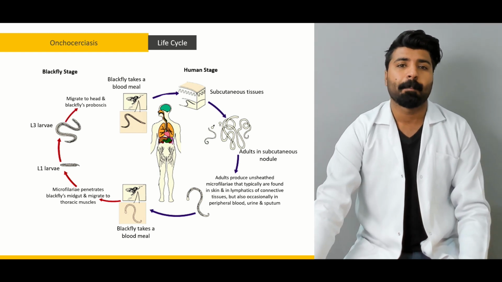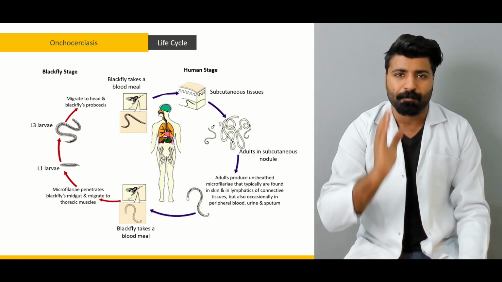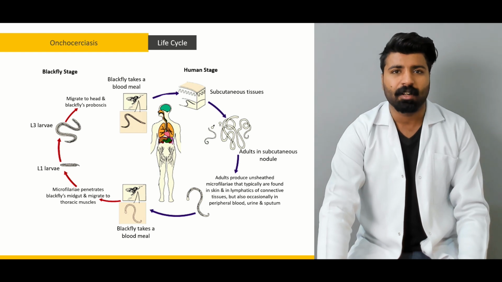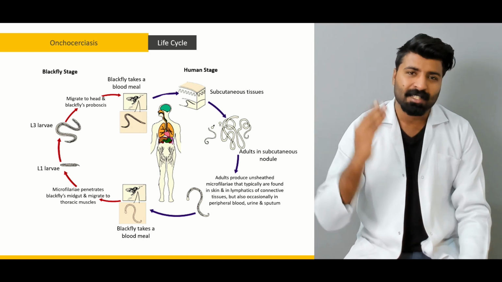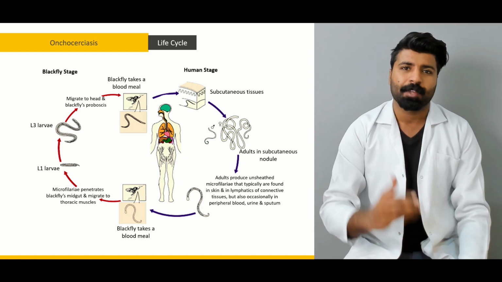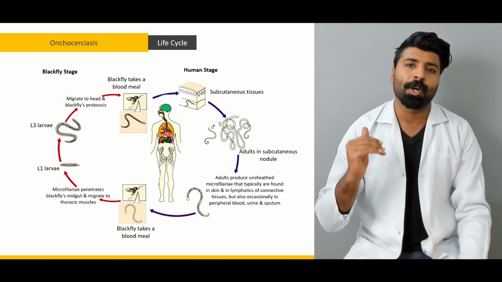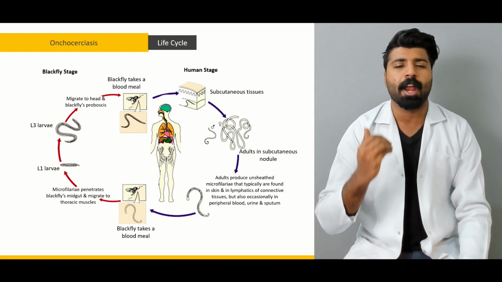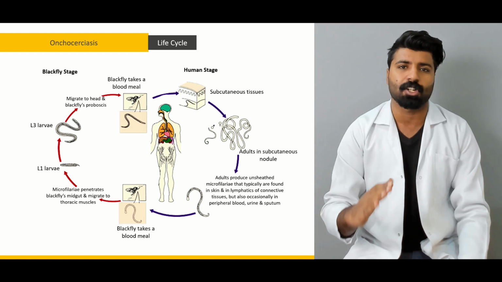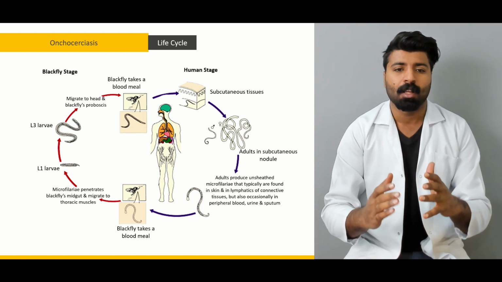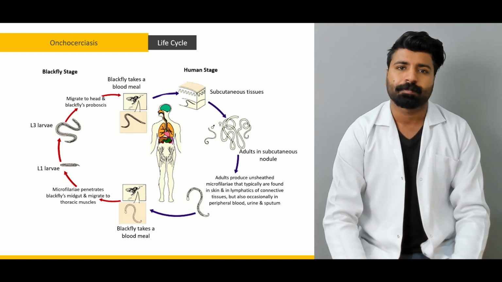From L3, they migrate to the head and the black fly's proboscis, which is where they bite from. And once they're there, they are going to take a blood meal and do what? Insert these L3 larvae in your body, in your skin. When they get into the skin, they go into your nodules, they grow into adults, they give off more and more of these microfilariae in your blood and body, and their cycle continues. So this is the whole life cycle of onchocerciasis, which goes on and on and on.